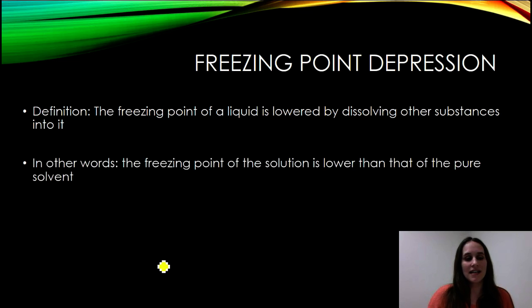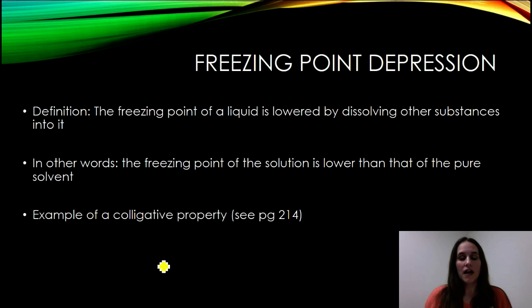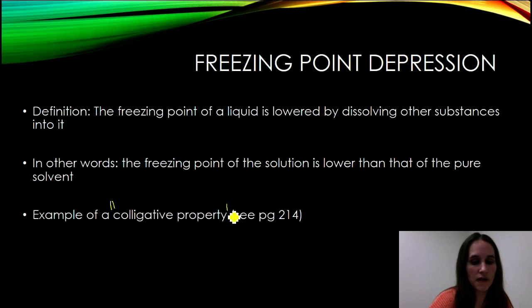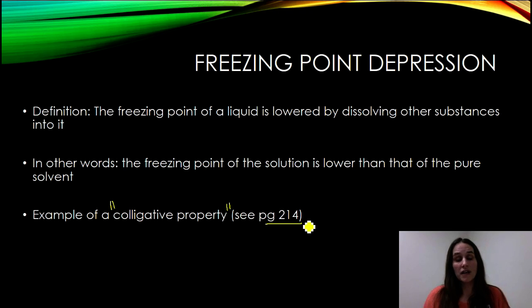Another way to say this exact same thing would be the freezing point of the solution is lower than that of the pure solvent. So the solution is the mixture. So when we mix stuff into water, its freezing point goes lower than pure water, so the pure solvent. And this is an example of a colligative property. This is a cool word that you'll see on your blue page, and I referenced where it is in the book, page 214, in case you want to double check on it, since you're going to be assigned this reading, I believe.